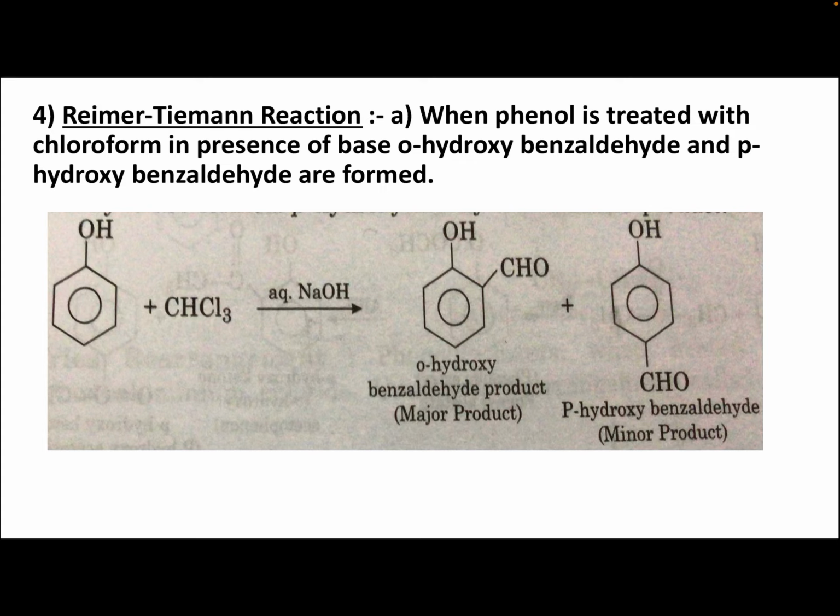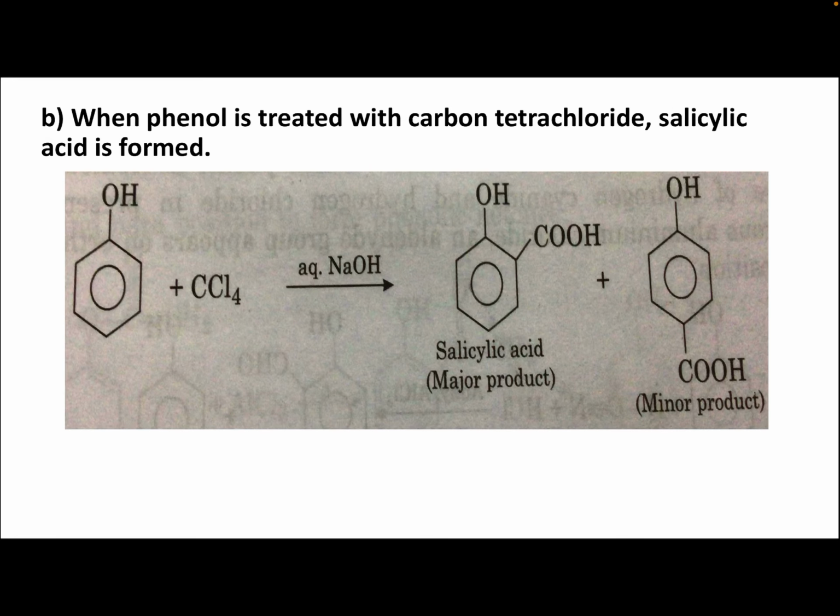So ortho hydroxybenzaldehyde is formed. This is the major product. Here the benzene ring is there, OH is there, phenol is there, and in the para position an aldehyde group, so you are getting para hydroxybenzaldehyde. This is the minor product. So in the Reimer-Tiemann reaction, if phenol reacts with chloroform in the presence of aqueous NaOH, you get ortho hydroxybenzaldehyde and para hydroxybenzaldehyde.